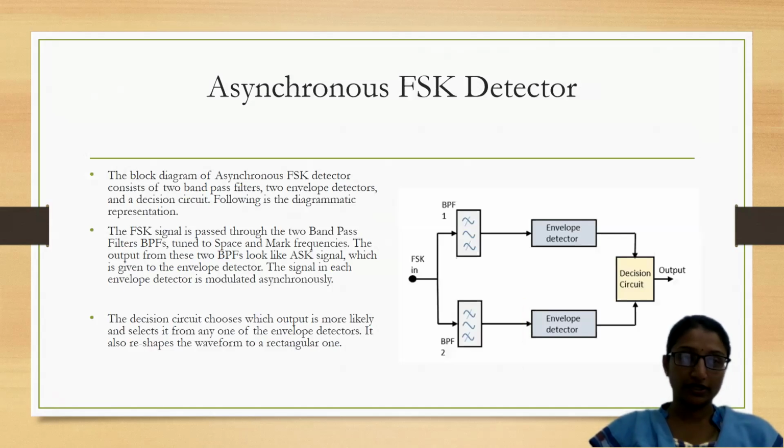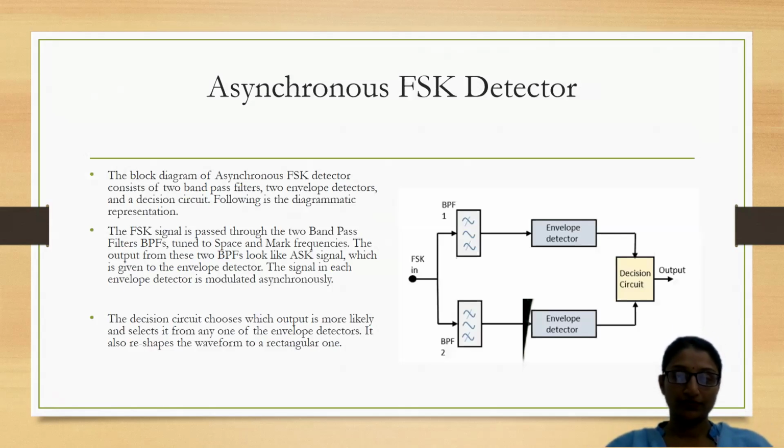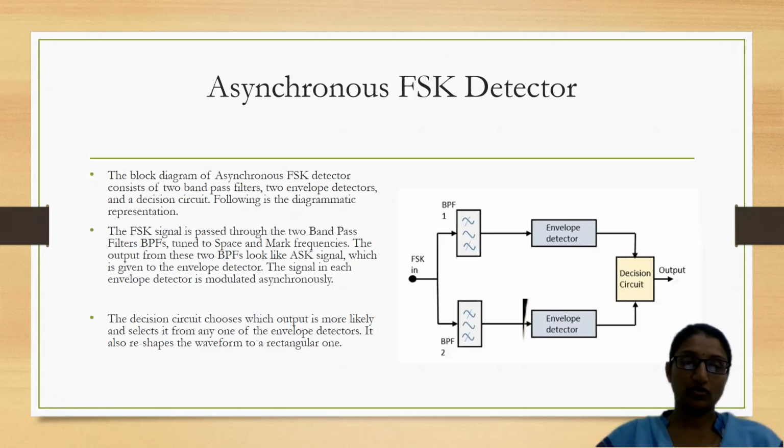Right. So the block diagram is as such. The FSK signal is passed through two band pass filters, and the outputs of these two band pass filters look like ASK, which is given to the envelope detector. The signal in the envelope detector is demodulated asynchronously. The decision circuit chooses which output is more likely to be the selected one, and according to that it will generate a rectangular waveform based on zeros and ones.